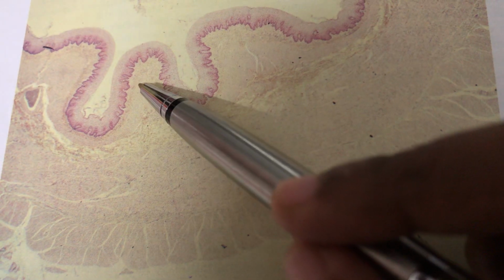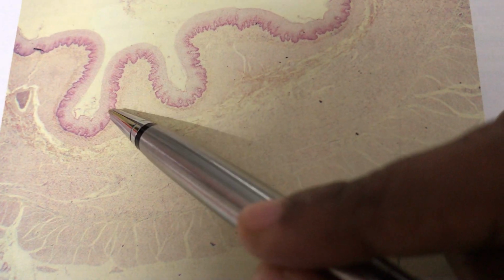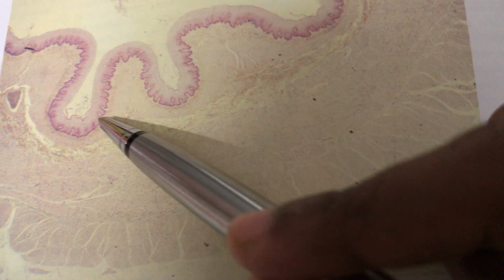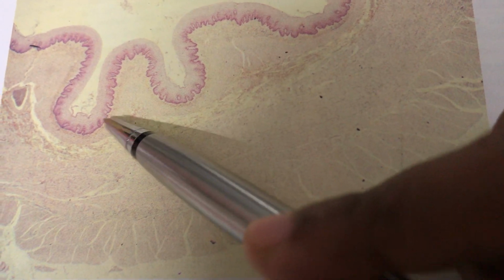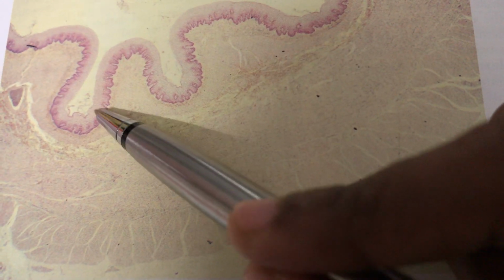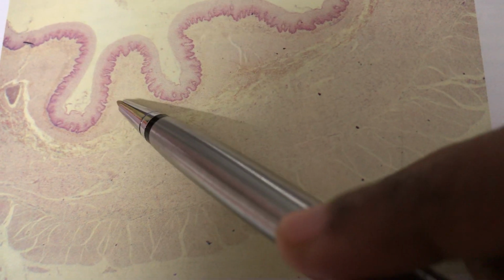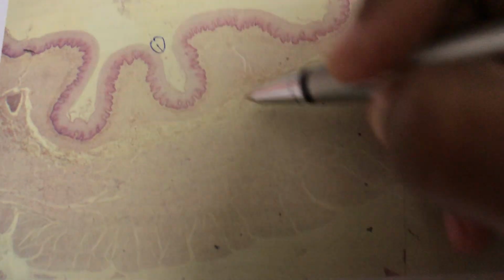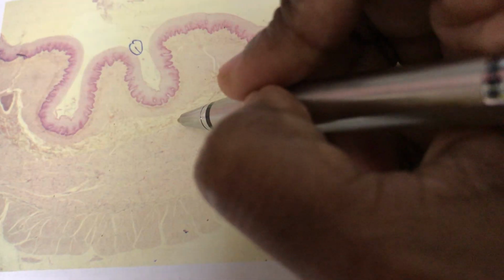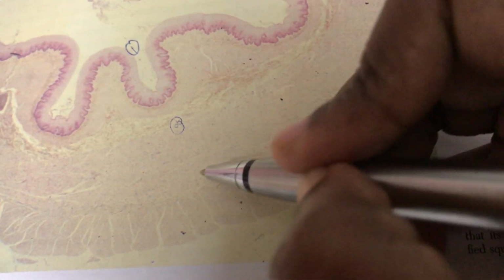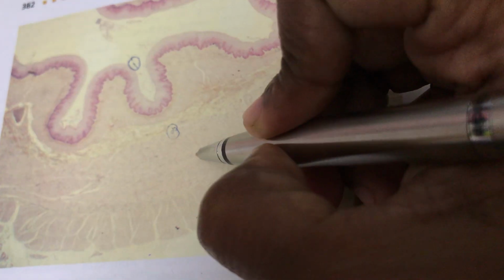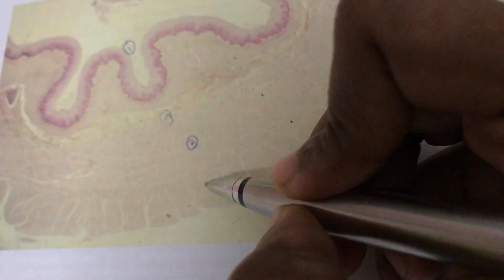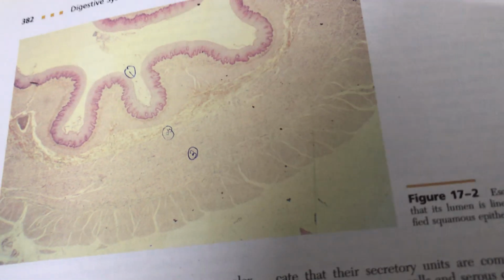In other GIT slides, the lining epithelium is simple columnar. But for the esophagus alone, the lining epithelium is stratified squamous non-keratinized. Why stratified? Multiple layers are there. So point number one, the non-keratinized epithelium is different. Number two, the muscularis mucosa contains only longitudinal muscle, that is a salient feature. Number three, the submucosa contains glands, that is the most important feature. These three are the important features of the esophagus.